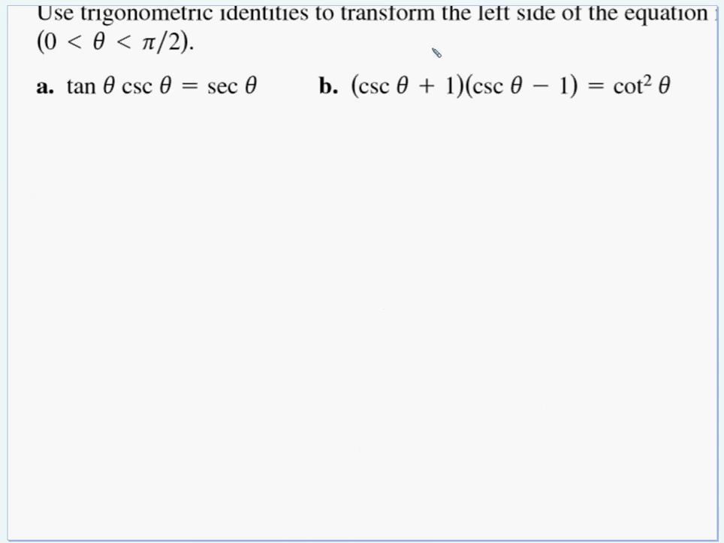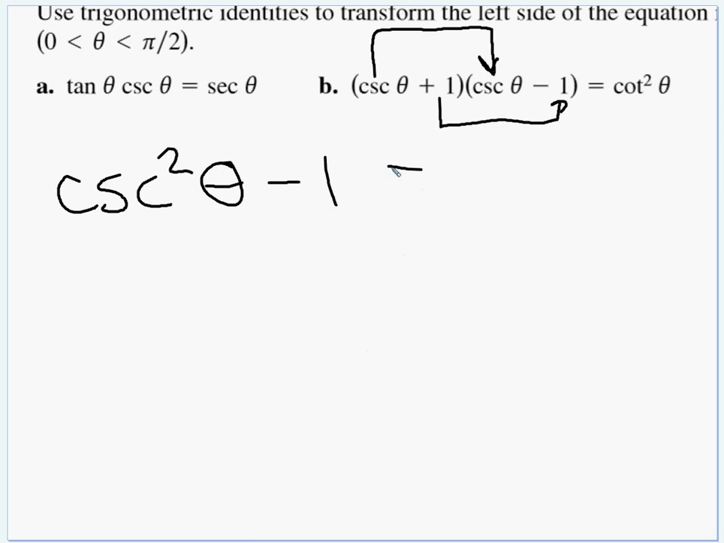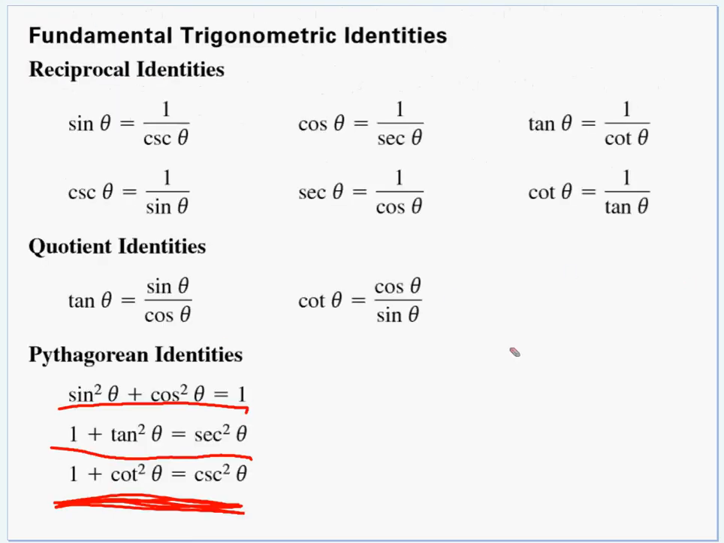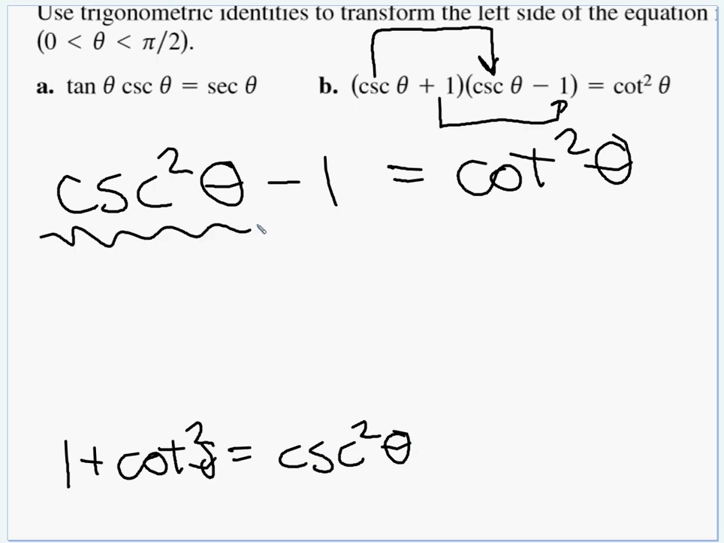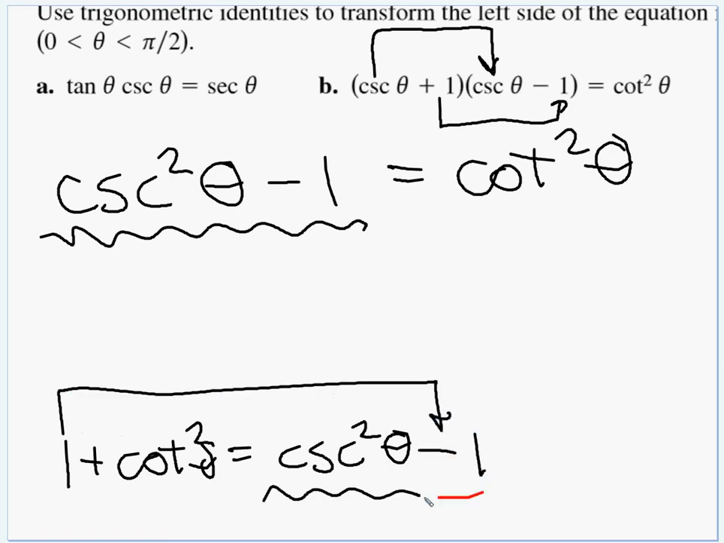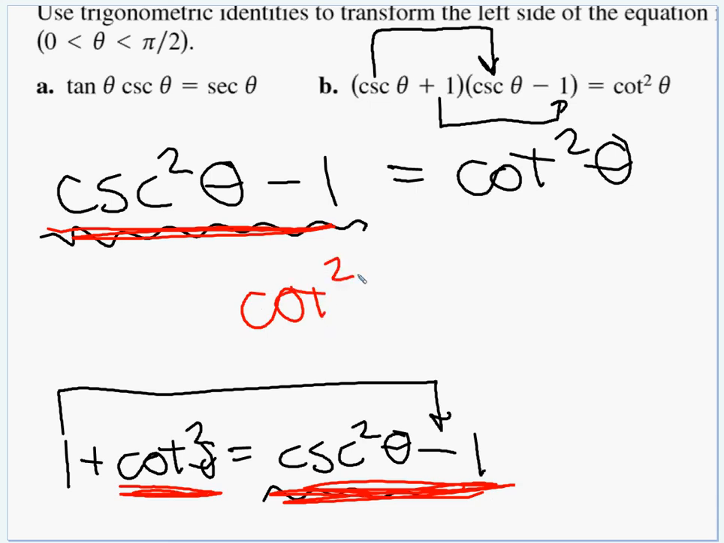Letter B, very similar to last example, we're going to FOIL. Cosecant times cosecant is cosecant squared theta. 1 times negative 1 is minus 1. And we want to transform that to look like a cotan squared. Well, here is our formula sheet. 1 plus cotan squared equals cosecant squared. Well, let's see. We've got a cosecant squared minus 1. Well, here's cosecant squared. If we bring over the 1 by subtraction, minus 1, this cosecant squared minus 1 that we have here can be replaced with a cotan squared. So cotan squared theta is equal to cotan squared theta. There we go.